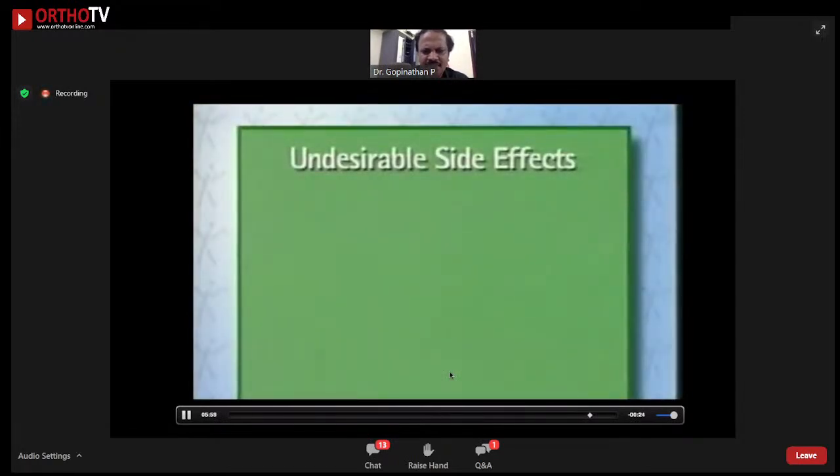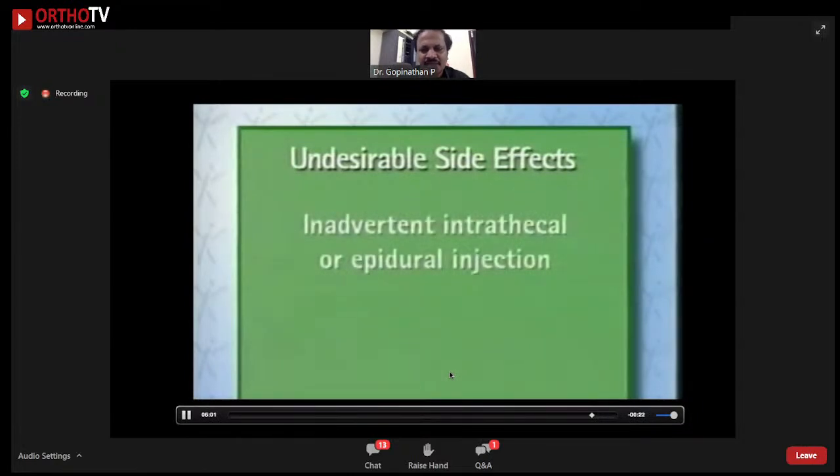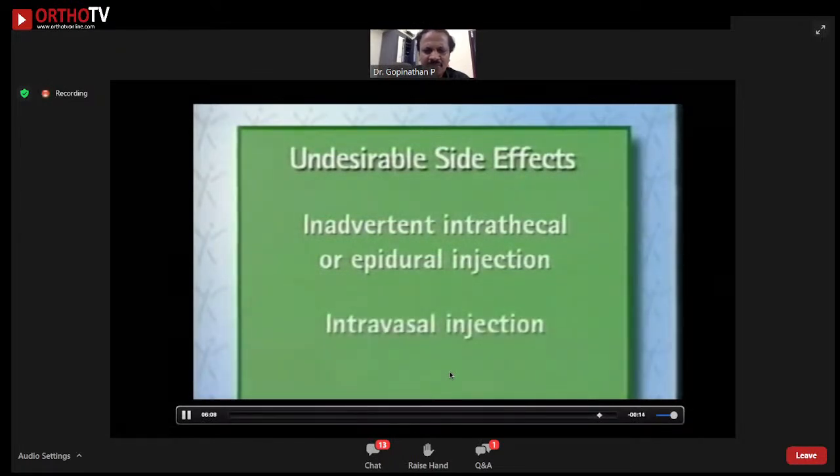There are some undesirable side effects, of course, but these are very rare. If you are too medial, then it's a problem. You will be reaching the intra-articular area or epidural injections, but it's quite rare because you're far lateral. Intravascular injections you have to avoid. So these are the simple things you should remember. But most of the time, this is a very safe block because you are far, far lateral from the spine as such.